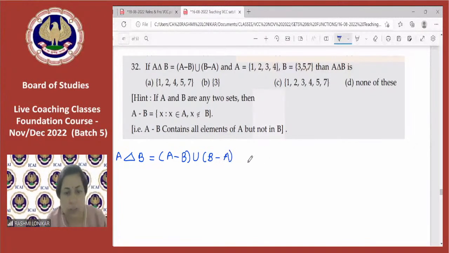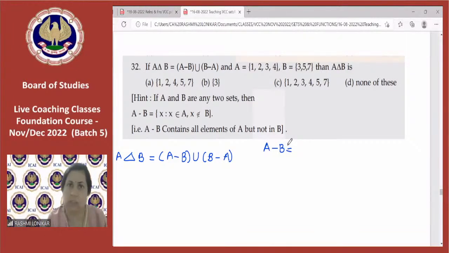If I'm using this, I will find A minus B. What does A minus B mean? It means I have to write down all the elements that are present in A but not present in B. So, what is A minus B? Is 1 present? No. So, I will write this. 2? No. 3 is present and 4 is not present. So, only 3 is the number which is also present in B. So, I am writing down all the elements of A which are not present in B.